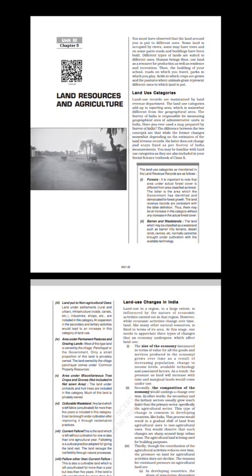India, People and Economy, textbook in Geography for Class 12, Unit 3, Chapter 5, Land Resources and Agriculture.